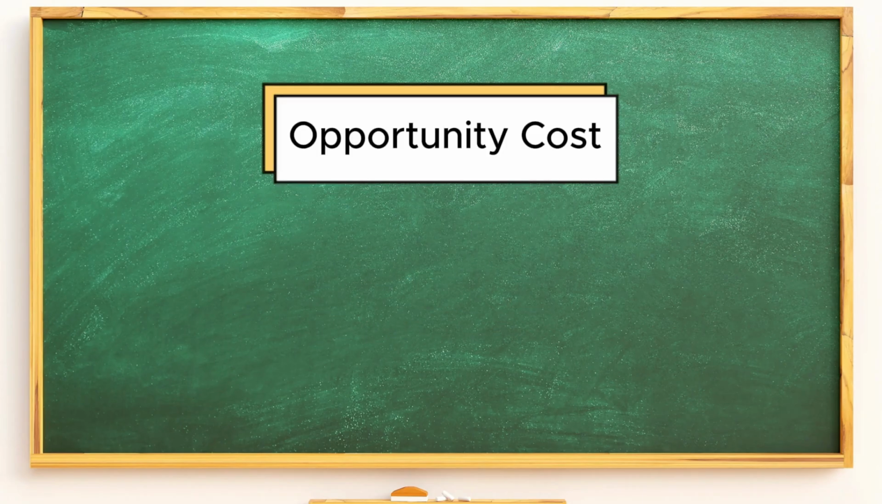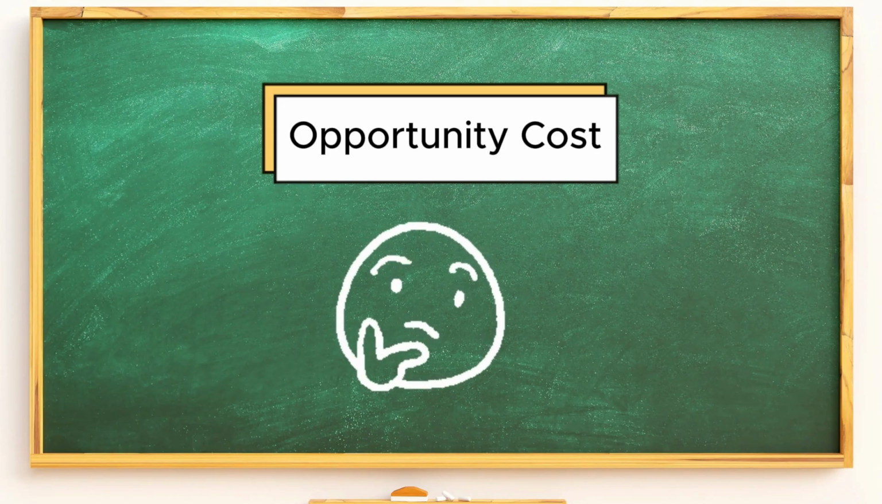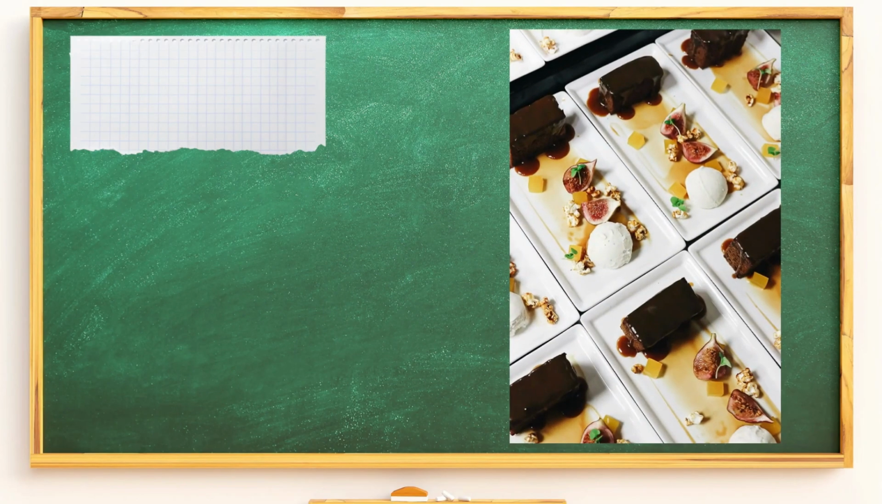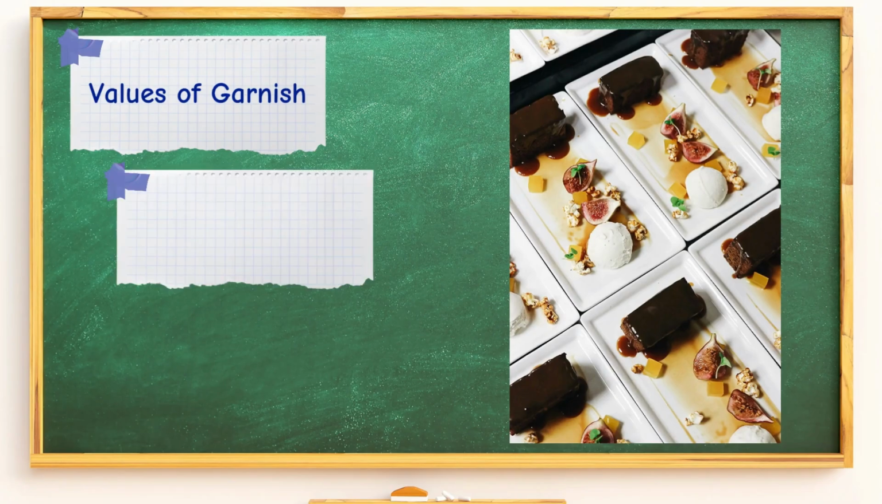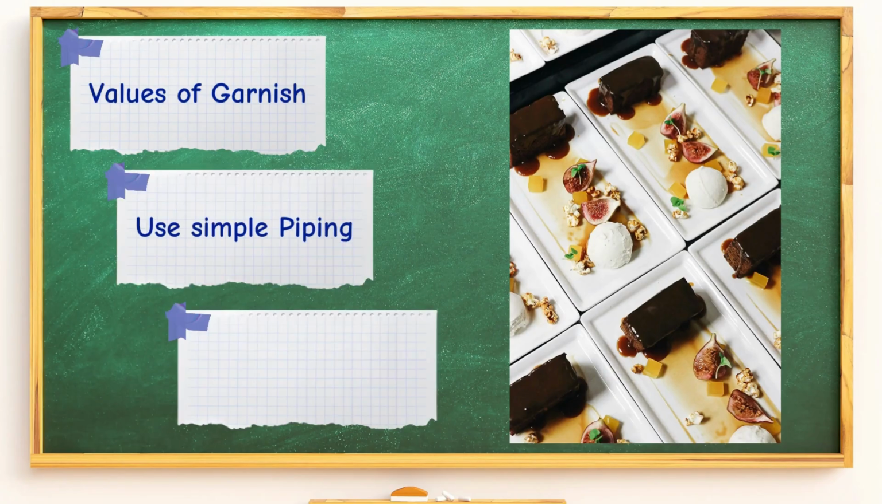With every alternative decoration forgone, there is a benefit gained or an opportunity cost. Opportunity cost refers to the value of the thing or the best alternative that is willingly exchanged for every decision made. This is the value of garnish that is sacrificed to make way for a more meaningful presentation. For example, you choose to use simple piping instead of spending time on detailed sculpting. The time you allocated for detailed sculpting is your opportunity cost in this situation.